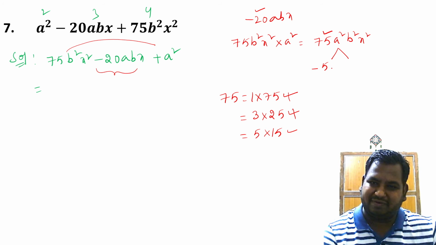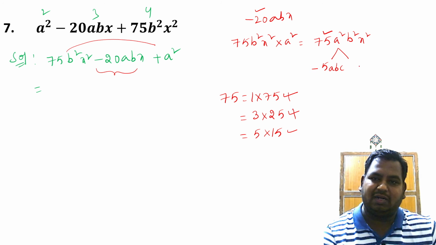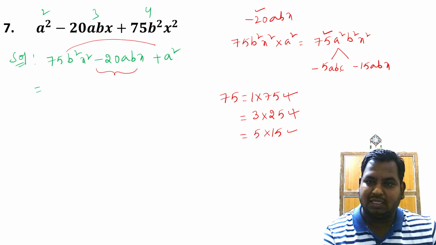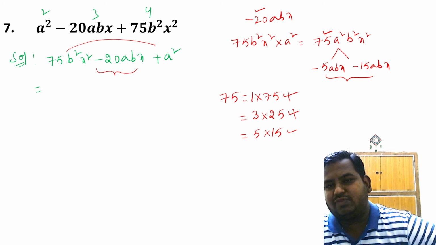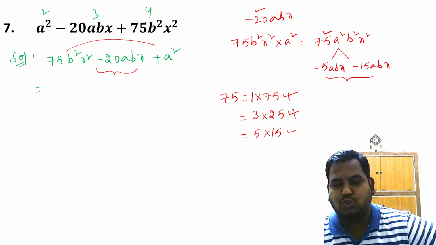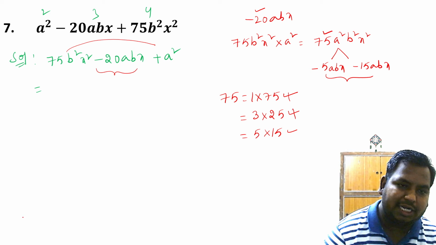We'll write minus 5 as minus 5abx, and minus 15 as minus 15abx. Now the sum of these two terms is minus 20abx, and the product of these two terms is 75a squared b squared x squared. So the problem is solved. We'll continue with the factorization now.